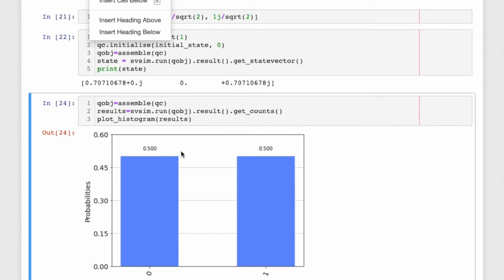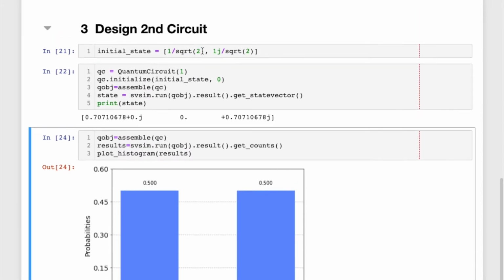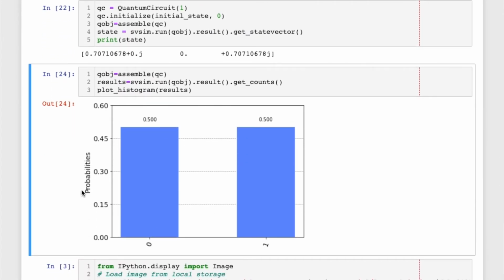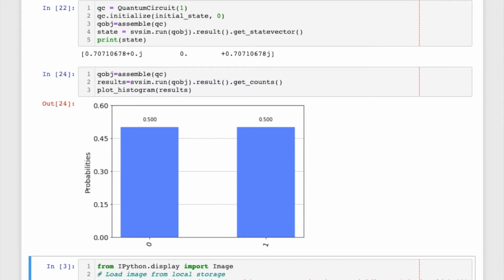So you see we get 0.5, 0.5. This is what we would expect, the state vector being 1 divided by the square root of 2. There is a 50% probability of 0 and 50% probability of 1, which means that this vector is entangled, and it is neither black nor white. So this is about the entangled vector.